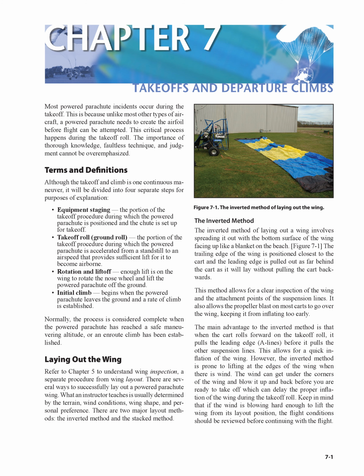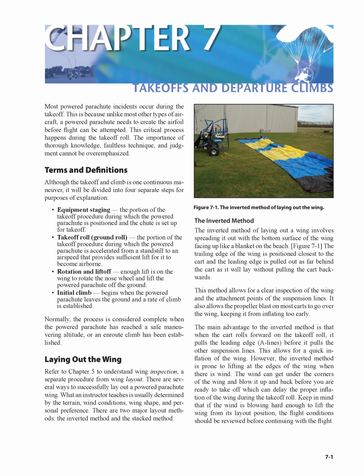Laying out the wing. Refer to Chapter 5 to understand wing inspection, a separate procedure from wing layout. There are several ways to successfully lay out a powered parachute wing. What an instructor teaches is usually determined by the terrain, wind conditions, wing shape, and personal preference. There are 2 major layout methods, the inverted method and the stacked method.